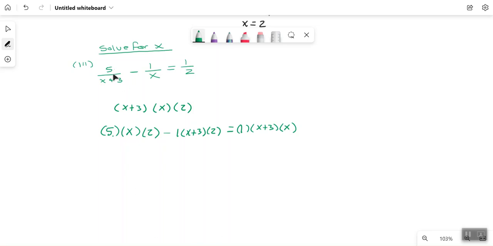So what we're doing is we're taking each of these fractions here and multiplying it by this whole thing here. And then this bottom part cancels out with it. So now we have an extended expression, so we want to simplify it. 5 times x times 2 is going to leave us with 10x. Minus 1 times x leaves us with minus x. Minus 1 times 3 leaves us with minus 3. So it's going to be minus x minus 3.